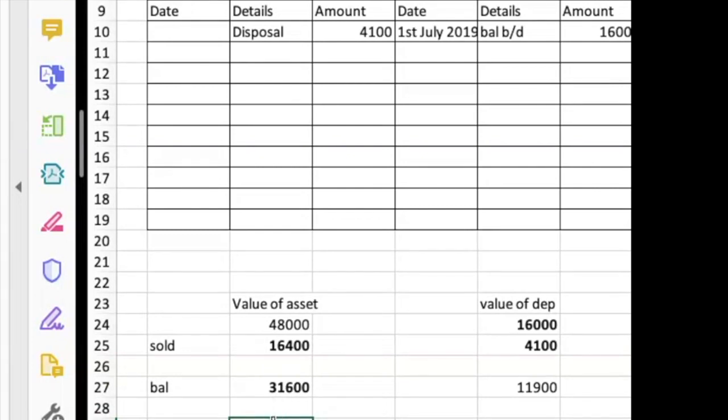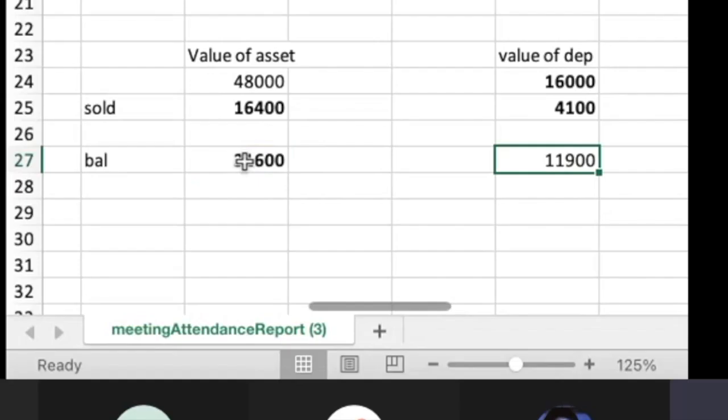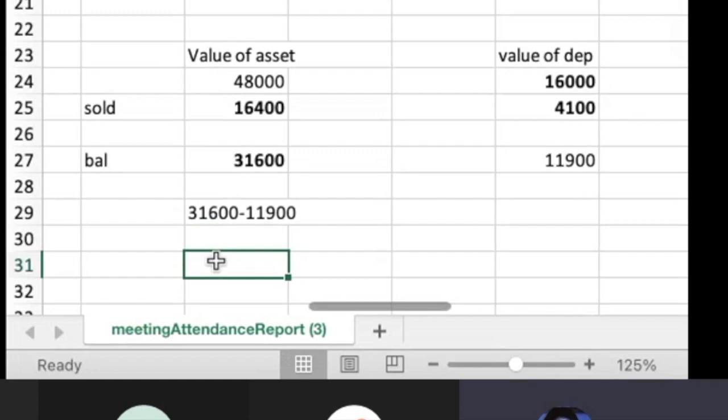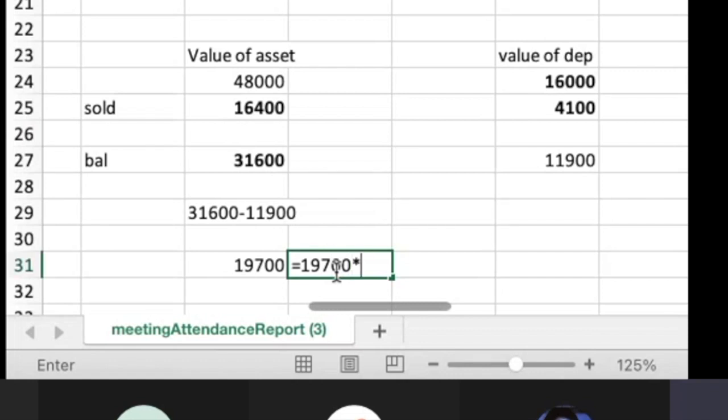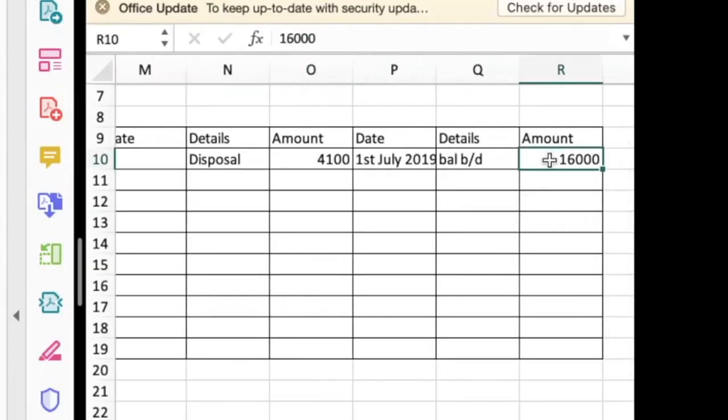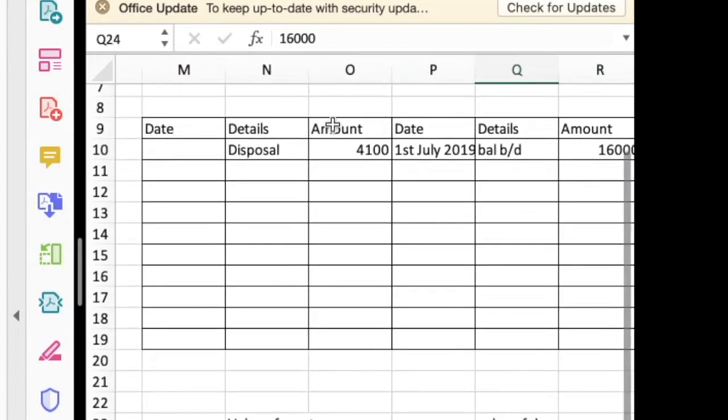Okay, now while we have to apply the reducing balance method, we have to do one more procedure. This is the current value of the asset, and this is the current value of the depreciation, so we will deduct this from this. So we are going to do 31,600 minus 11,900. Can you tell me what is the amount? 19,700. Now we will apply the new depreciation on this asset. What is the value times 25%? And what is the current value of the depreciation? 4,925.